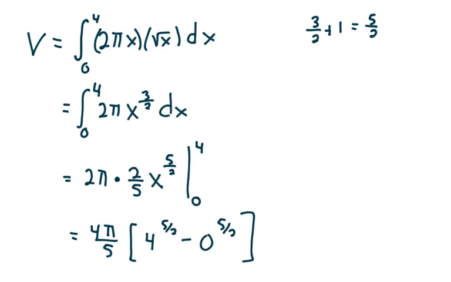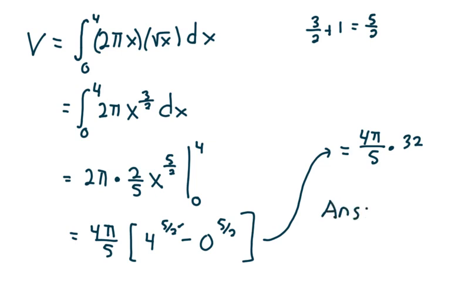Now, square root of 4 is 2, so that denominator of 2 tells me to take the square root of 4. So square root of 4 is 2. 2 to the 5th is 32. And so this is equal to 4 pi over 5 times 32. So the answer to number 9 is 128 pi divided by 5.